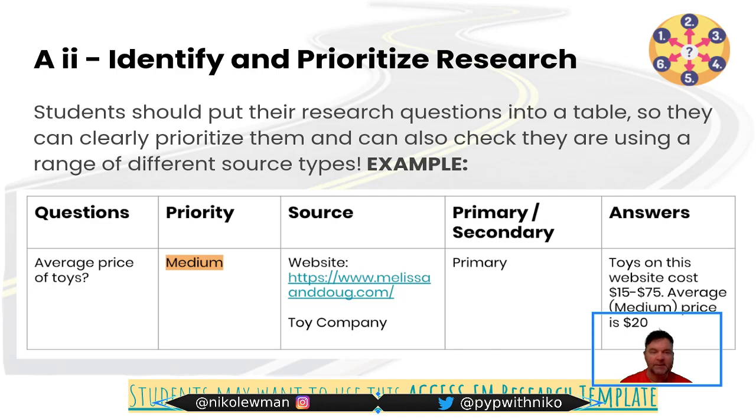A2, identify and prioritize research. You should put your research questions into a table so that you can clearly prioritize them and also check that you are using a range of different source types, primary and secondary.